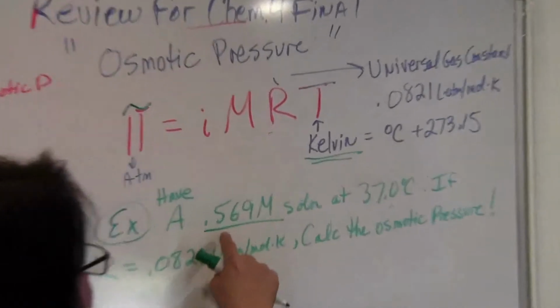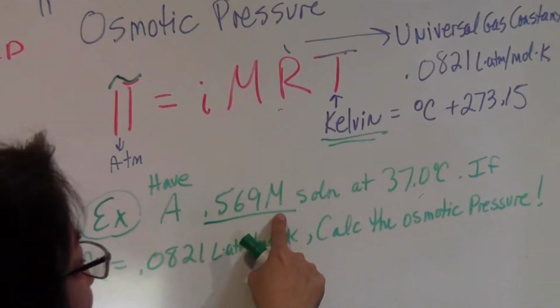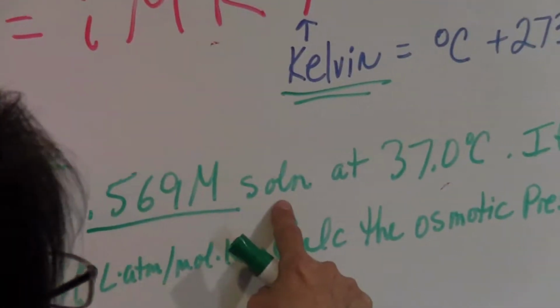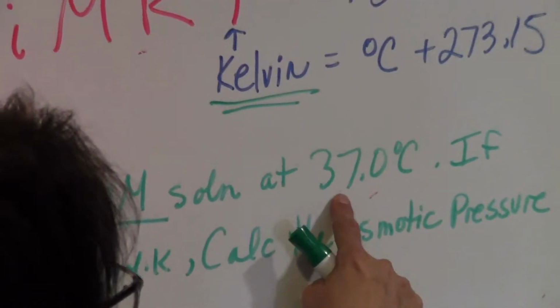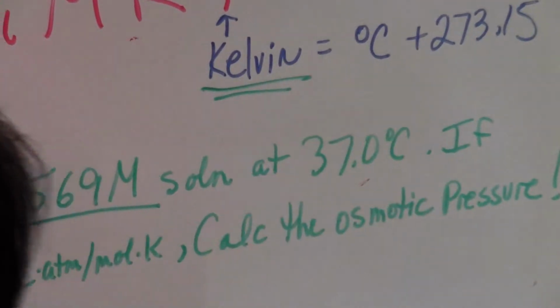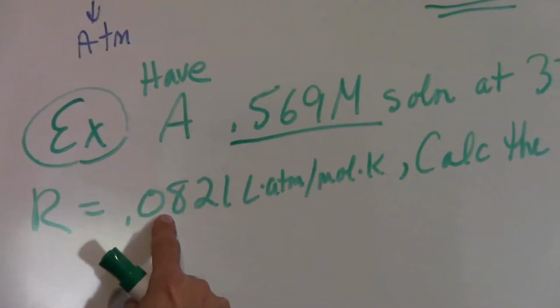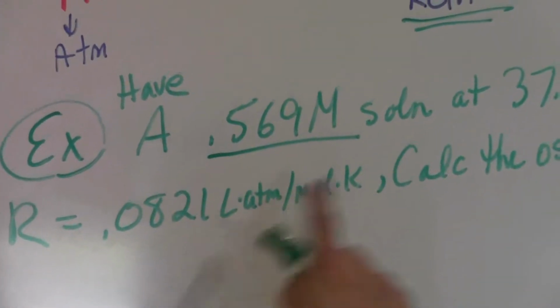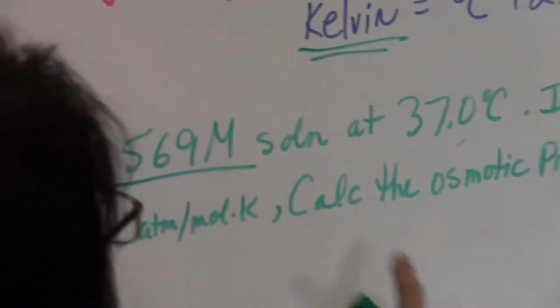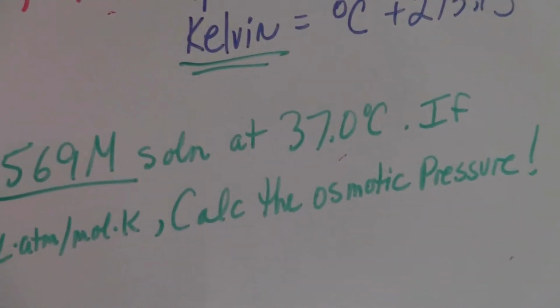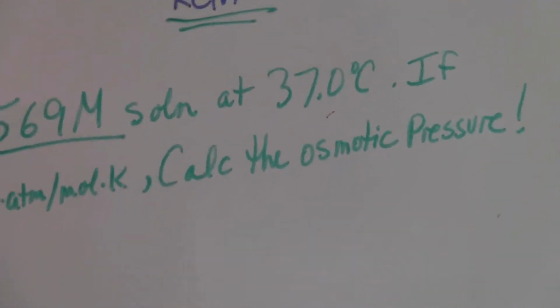So let's look at our problem. A 0.569 molarity solution at 37 degrees centigrade. We have that solution. If the R, and they gave you that in the problem, is 0.0821 liter atmospheres per mole degree Kelvin, calculate the osmotic pressure. Well, we already have the formula. Let's see what we can plug in.